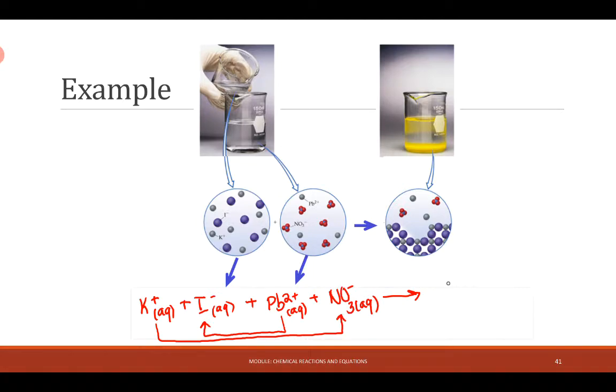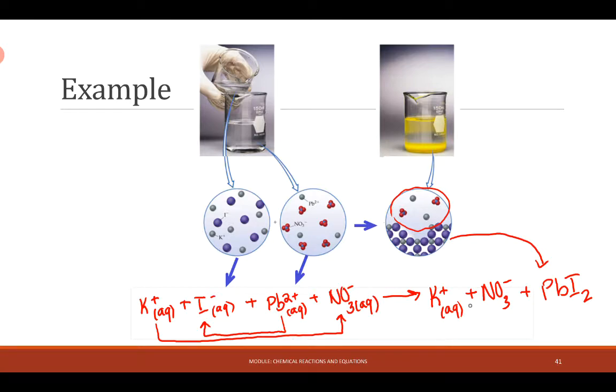We will learn how to apply solubility rules shortly, but you can see here that I still have my potassium ions. Those are my potassium ions here, floating around in solution. And I still have my nitrate ions in solution. And then my insoluble solid is PbI2.